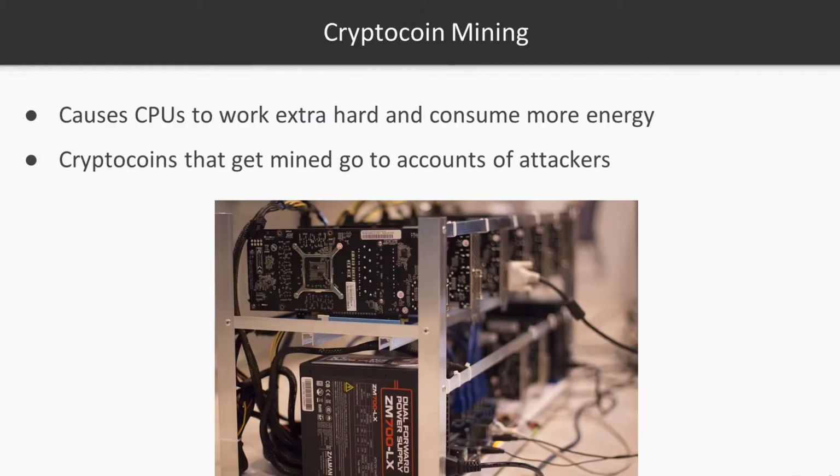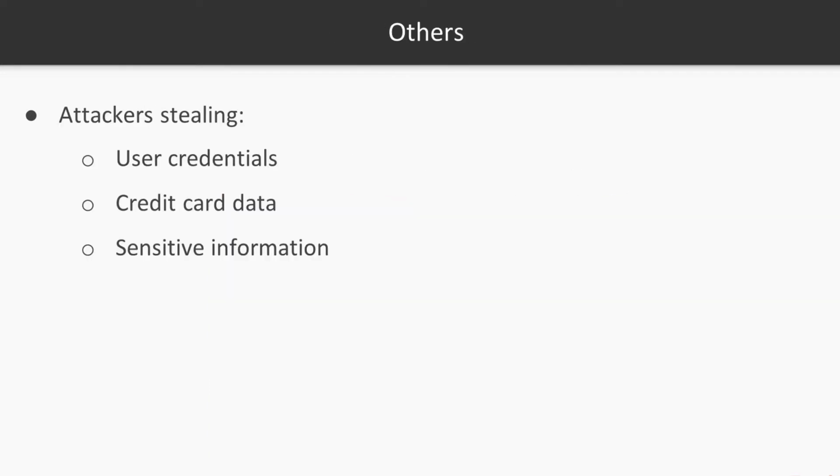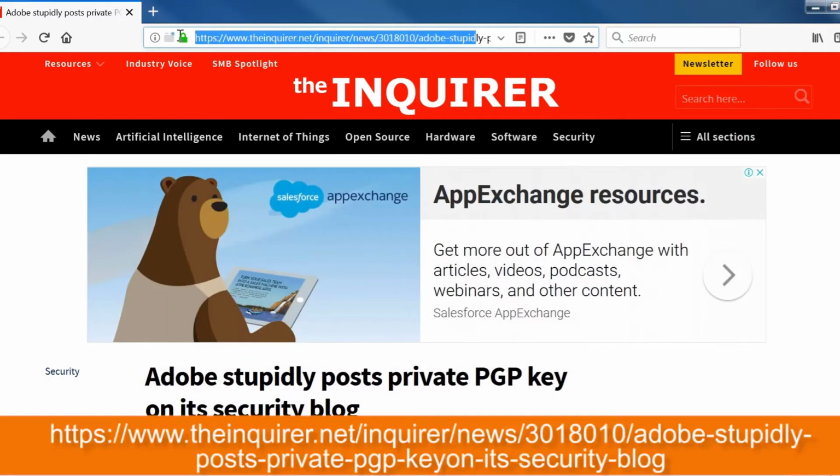Cryptocoin mining software. It causes the CPUs of the server on which it's planted to work extra hard and consume more energy. Cryptocoins that get mined go to the accounts of the attackers who planted the software. And of course, there have been plenty of breaches that don't involve malware, such as where attackers have found a way to steal user credentials, credit card data, or other sensitive information. Some security breaches come about because of plain carelessness. Here's an example of where a careless Adobe administrator placed the company's private security key on a public security blog.